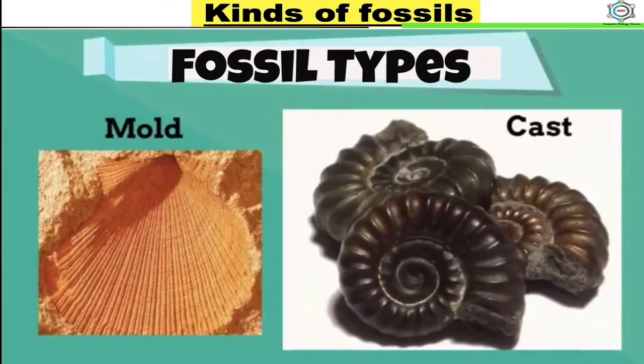Next is molds and casts, and the mode of formation is hard parts trapped in sediments that harden to rock. The skeleton dissolves, leaving its impression as a mold. This may be infilled with fine materials which harden to form a cast. And the examples are gastropods from Portland.